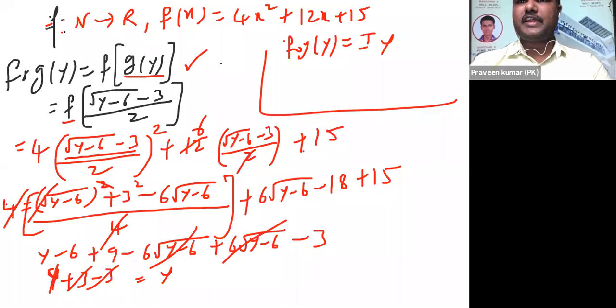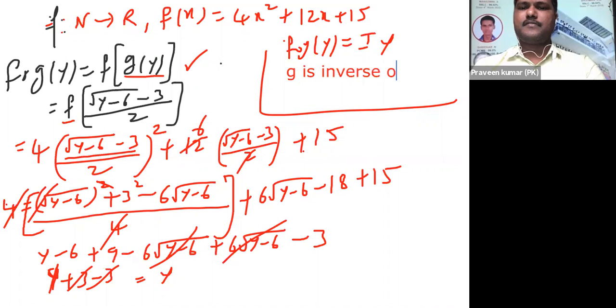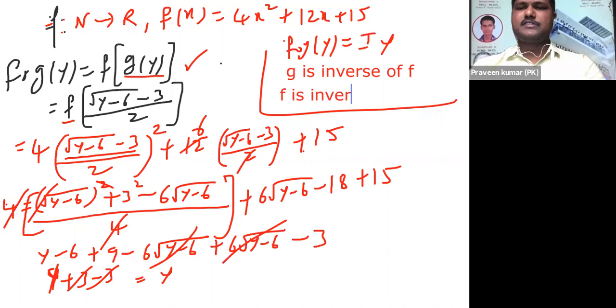What is the last step we need to write? Therefore, g is inverse of f. Therefore f is an invertible function. Understand? Any doubt, anyone? Understand?